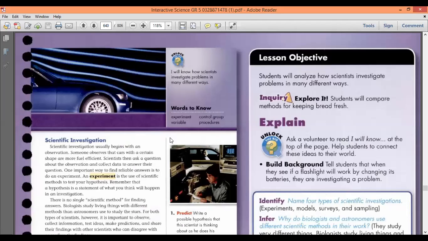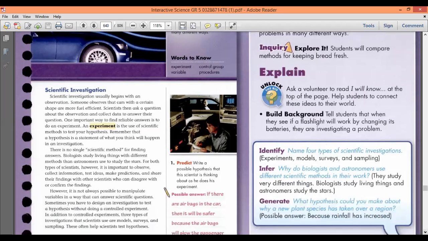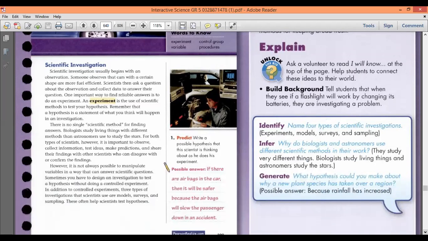Here we see what an experiment is. Scientists do experiments, but we should know what experiment means. An experiment is the use of the scientific method to test your hypothesis. Remember that. A hypothesis is a statement, so you should know what an experiment is and what a hypothesis is. A statement of what you think will happen in an investigation.